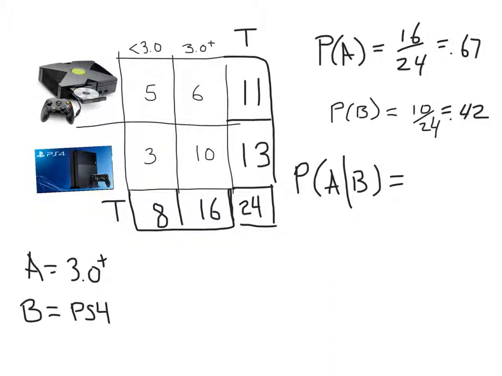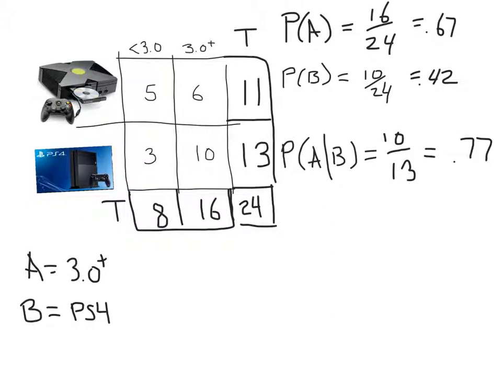Let's do it. And we end up with 77.77. So we got about a 77% chance of, provided a kid has a PS4, what's the chance that they have a 3.0 or higher? Okay. Now, based on the data that I looked at over here, it looks like the PS4 is much better for your grades than the Xbox. But let's check it out.